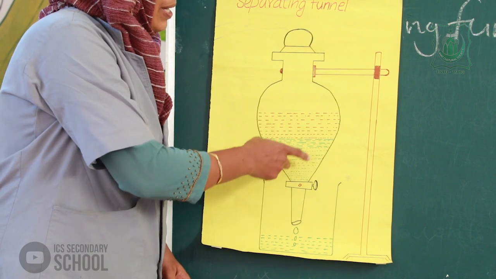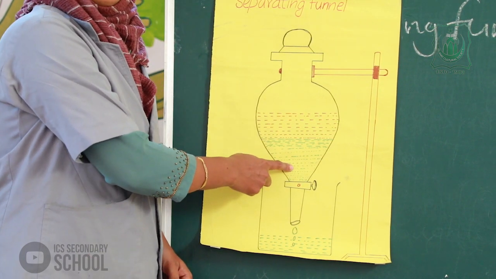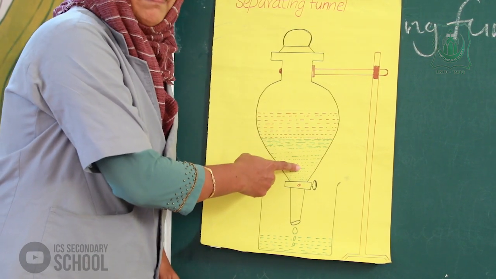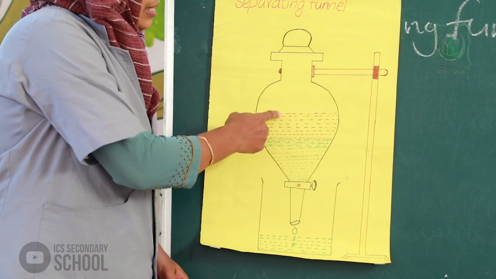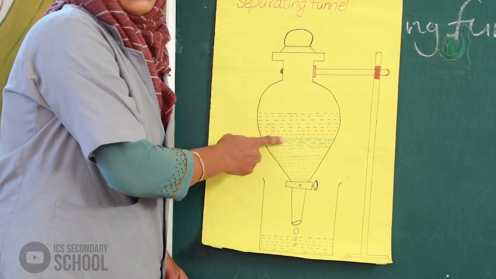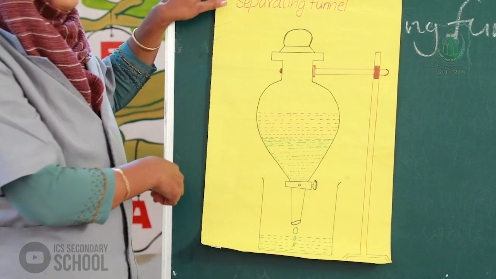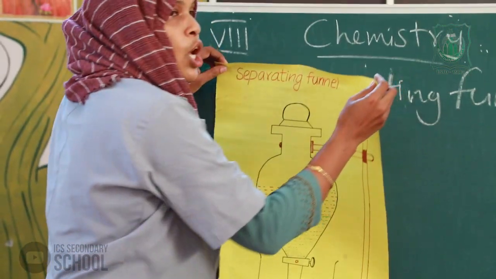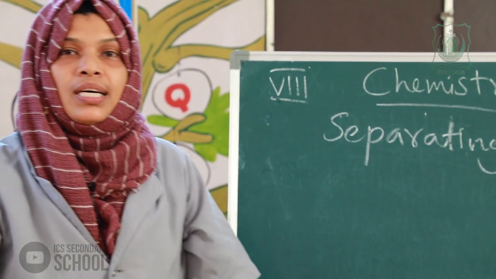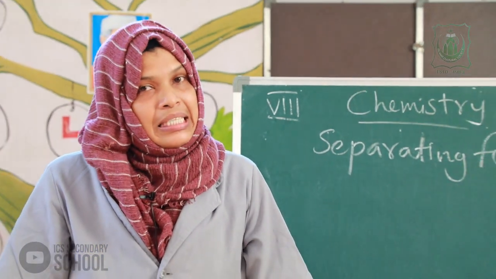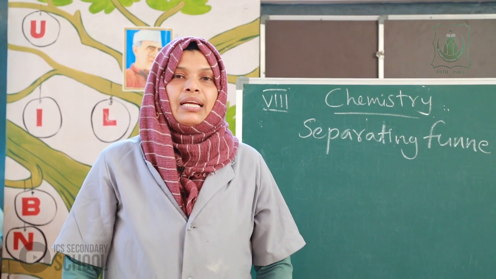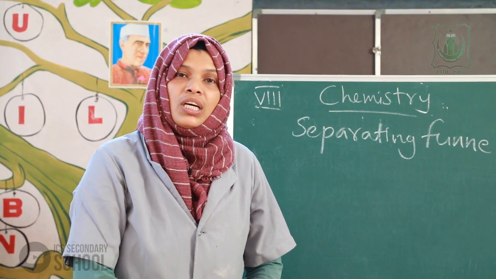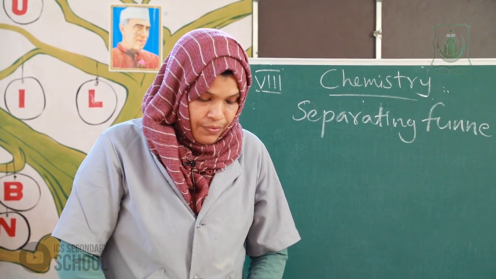The separation is based on their density. More dense liquid is seen at the bottom and less dense liquid is seen above it. We can separate oil and water using separating funnel.